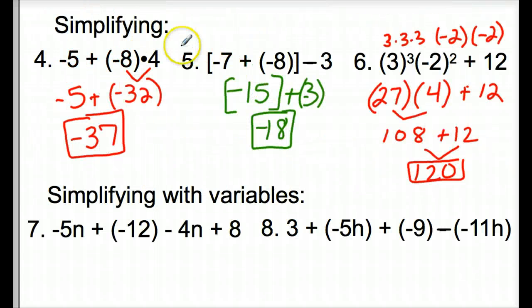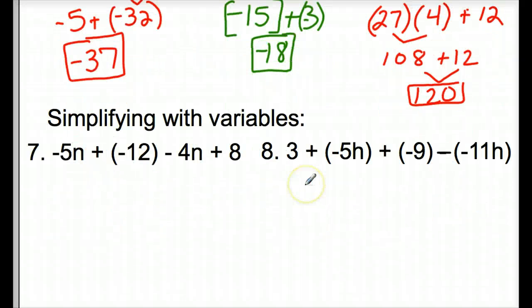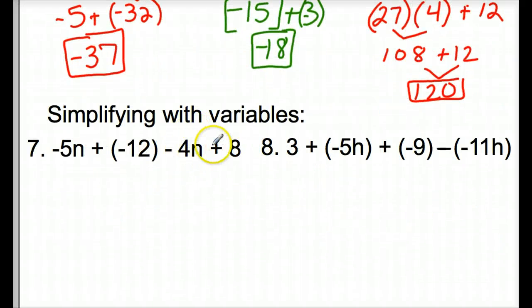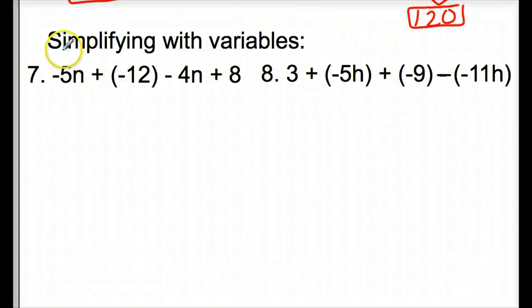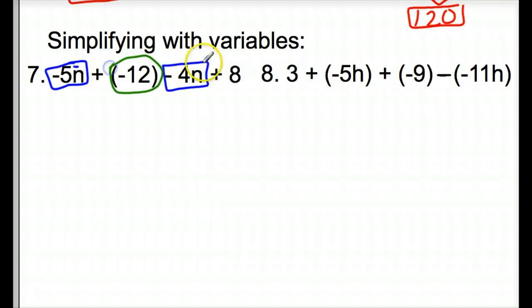All right. Now we're going to simplify with variables. So remember, simplifying up here, you're going to get a number as an answer. Simplifying down here, you're going to get a number and probably a variable of some kind in the answer. So what are my like terms here in number 7? We have a negative 5n and we have a negative 4n. We also have a negative 12 and a positive 8.